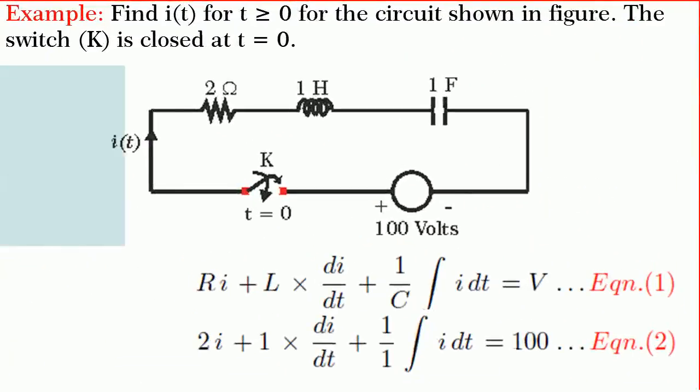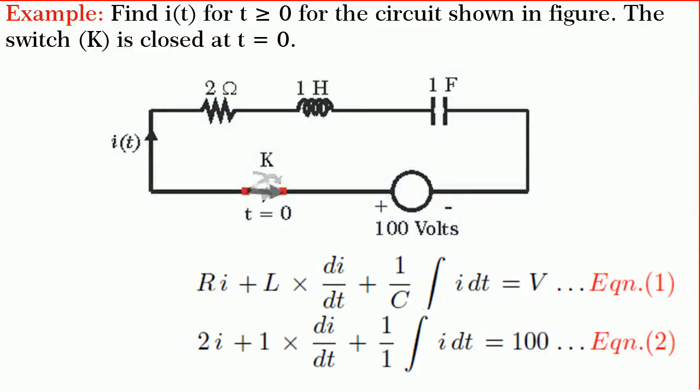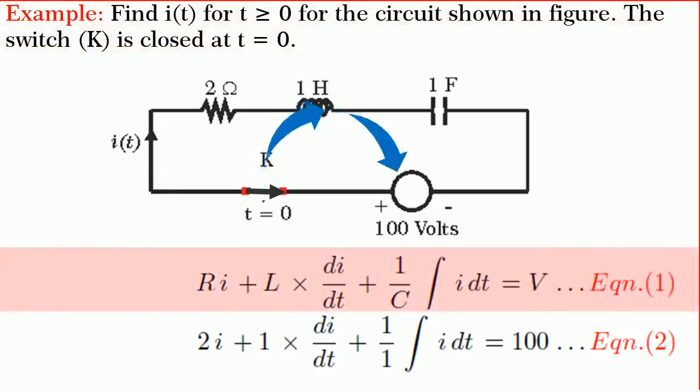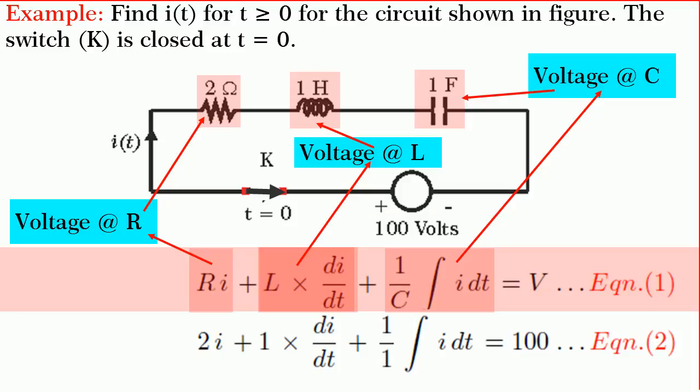Friends, consider an RLC series circuit connected across a step input as shown in figure. The switch K is closed at t is equal to 0 and we are required to find the complete solution for i of t for t greater than or equal to 0. The system equation for t greater than or equal to 0 can be written as R into i plus L into di by dt plus 1 upon C into integration of i dt is equal to V. Let it be equation 1.